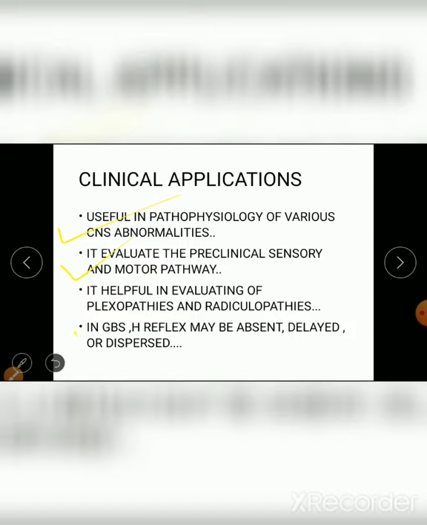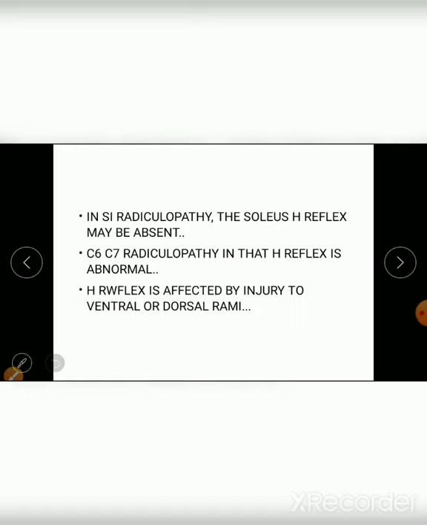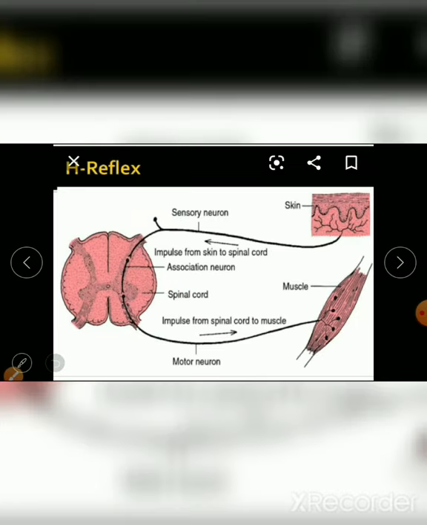In Guillain-Barré syndrome, GBS, the H reflex may be absent, delayed or dispersed. In S1 radiculopathy, the soleus H reflex may be absent. In C6, C7 radiculopathy, the H reflex is abnormal. So the H reflex is affected by injury to the ventral or dorsal rami of the spinal cord.